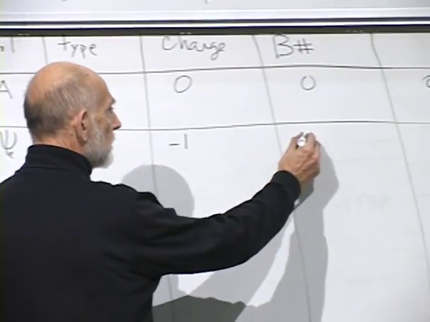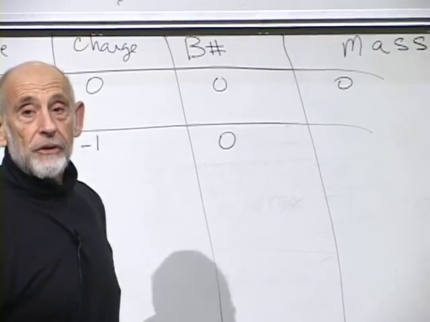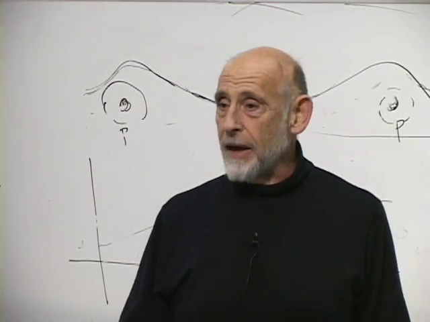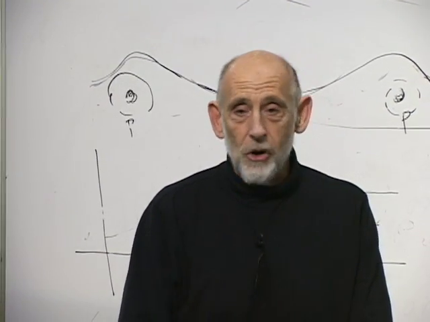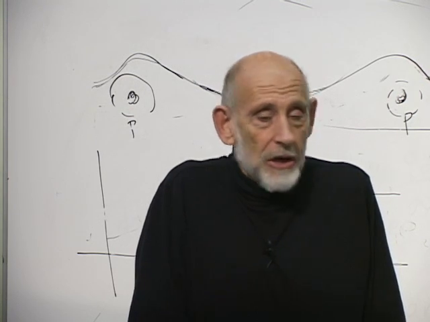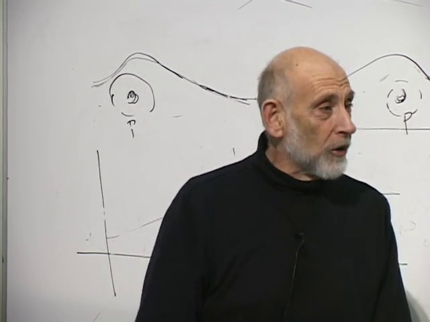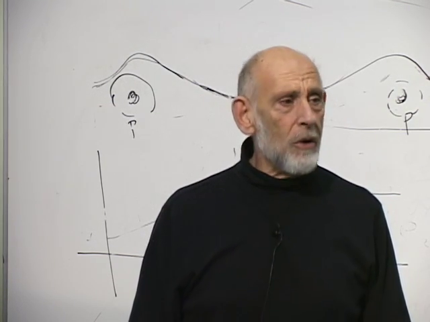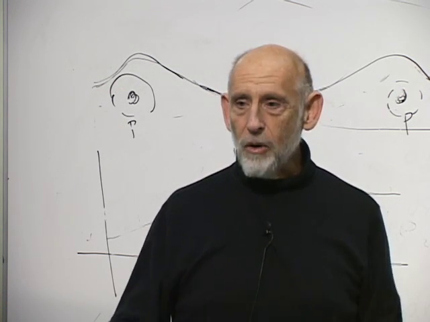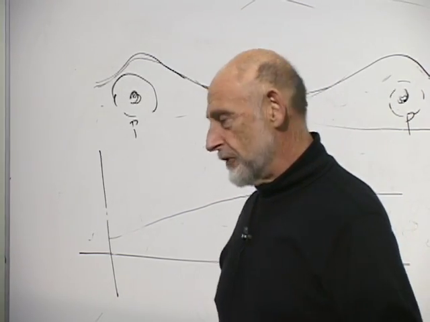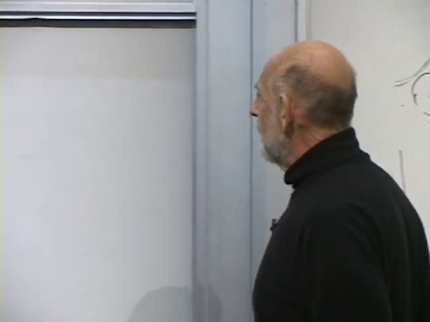Baryon number is 0, and its mass. Now we have to decide on units for mass. Units for mass are the same as units for energy. E equals mc squared, so we can either describe the mass as a mass in kilograms or an energy in joules, or we can simply invent a new unit which is more appropriate to microscopic physics, to atomic physics. In fact, the unit that we use comes originally historically out of atomic physics.